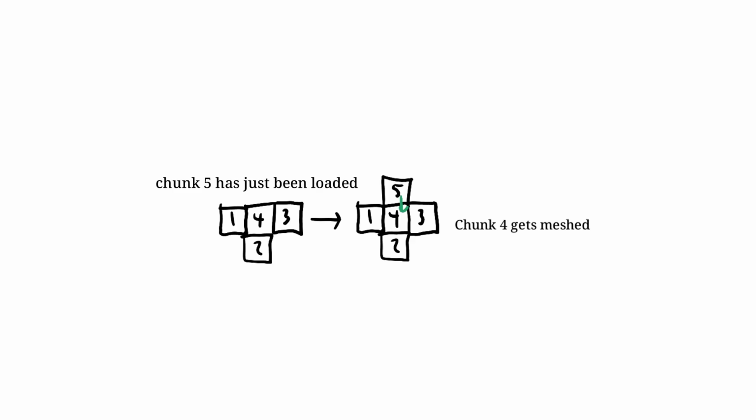For example, if we have chunks 1 through 4 loaded as shown here, and chunk 5 gets loaded, it will attempt to mesh all of its neighbors. The only neighbor that's actually in existence is chunk 4. Chunk 4 realizes that it's completely surrounded by loaded chunks, and therefore its mesh is able to be generated. So after chunk 5 is loaded, the mesh that gets generated next is actually for chunk 4.